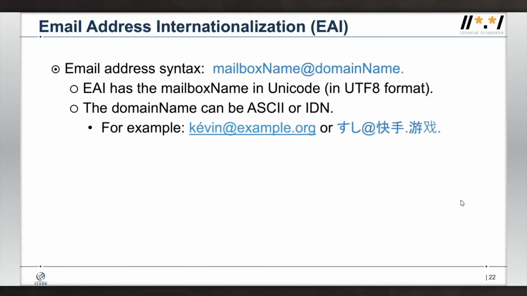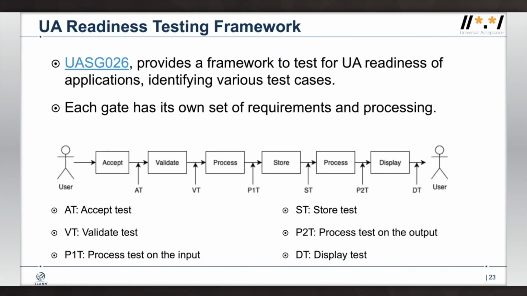Email addresses as well. We've seen that when we write a mailbox name at domain name, now it is possible to have the mailbox name in UTF-8 format and the domain name in an IDN format. So it is now possible to have domain names and email addresses both in local languages and scripts. So when you're developing your own systems, either websites or configuring your mail servers, you need to make sure that your website or domain names are properly configured.